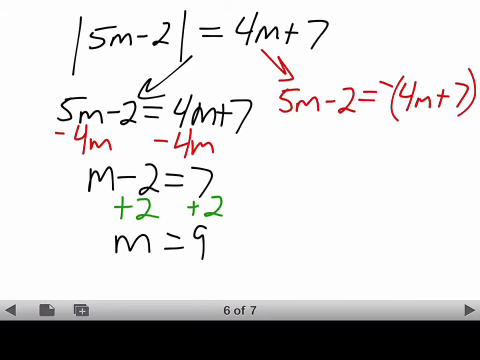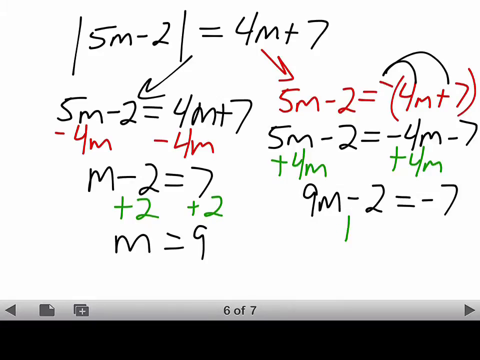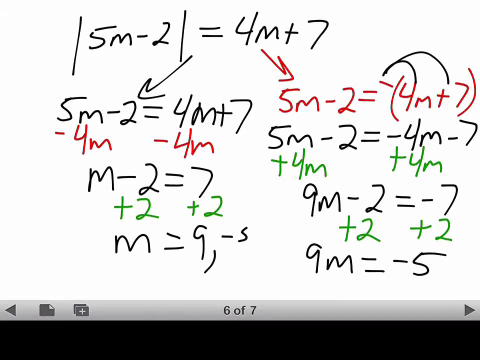For the other equation, we need to distribute the negative, and so we have 5m minus 2 is equal to negative 4m minus 7. I'll add 4m to both sides. We get 9m minus 2 is equal to negative 7. Then we'll add 2 to both sides to get 9m is equal to negative 5. And then dividing both sides by 9 gives us negative 5/9 as a solution.